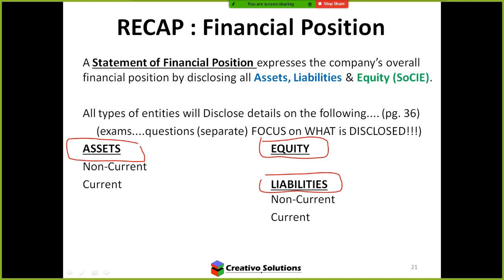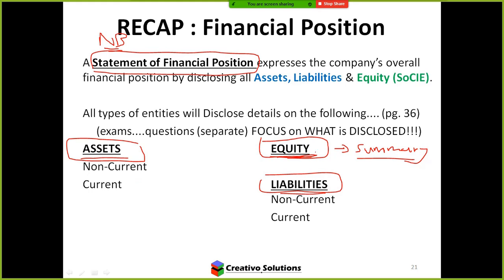Remember earlier you asked me the question about equity. Don't you see equity in the statement of financial position? You do. Yes. Where do you see it? You see it as a summary, as a separate heading in the statement of financial position. When we look at practical questions, I'm going to walk you through the actual disclosure. We'll draw up the assets, the liabilities, the equity.